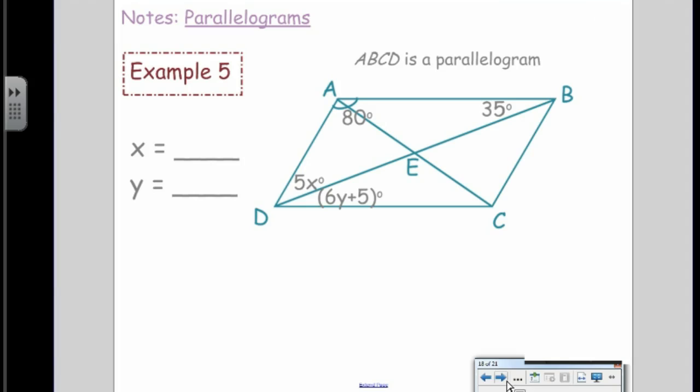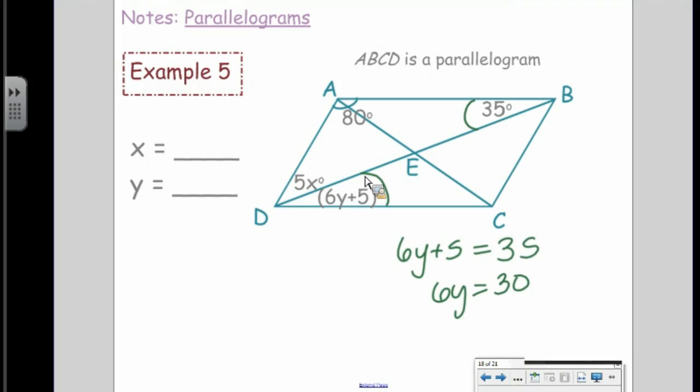Alternate interior angles, 6y plus 5 equals 35. 6y equals 30. Boom, we have y. Yep. All right, so we know that this angle is 35 because it's alternate interior. There's multiple ways that we could do this. I bet a lot of you are doing this. Are you looking at this triangle right here?